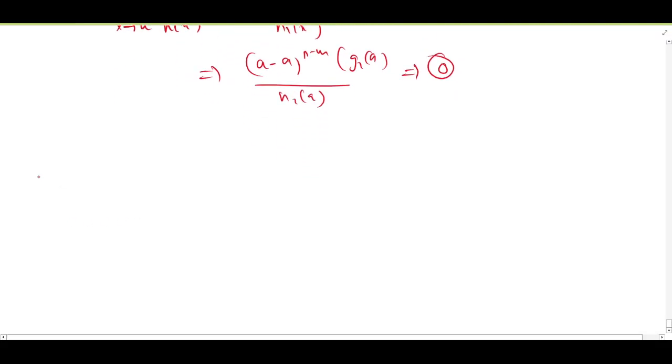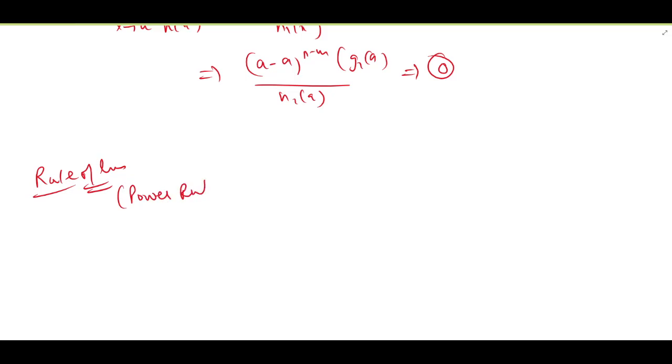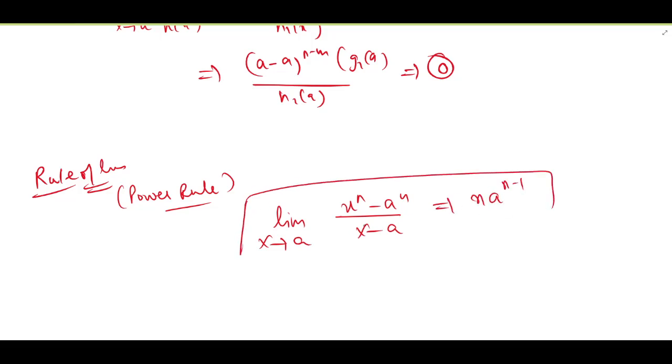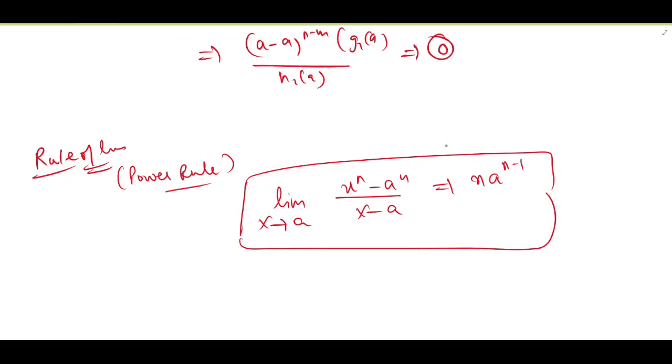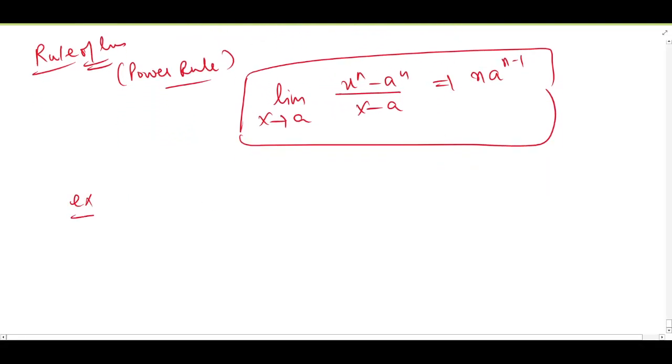So next is a rule of a limit, power rule. That is, if limit x tends to a of x to the n minus a to the n divided by x minus a, so we get n a to the power n minus 1. For example, suppose we need to find the limit of a function where x tends to 1 and x to the 15 minus 1 divided by x to the 10 minus 1.